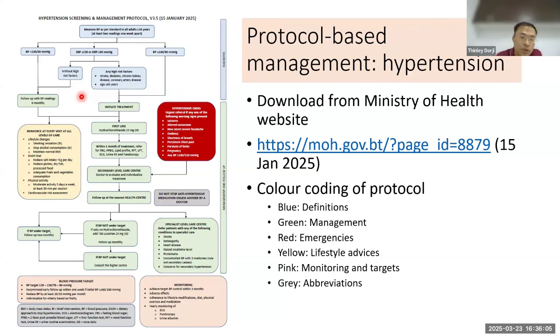So for all the protocols, there are certain color codings. It comes with the title at the beginning. The blue bar is for your diagnosis. The green one is for you to do something, so there's intervention here. The yellow one is for your health advice. The red ones are for the emergencies, and the pink ones are for your targets and monitoring.